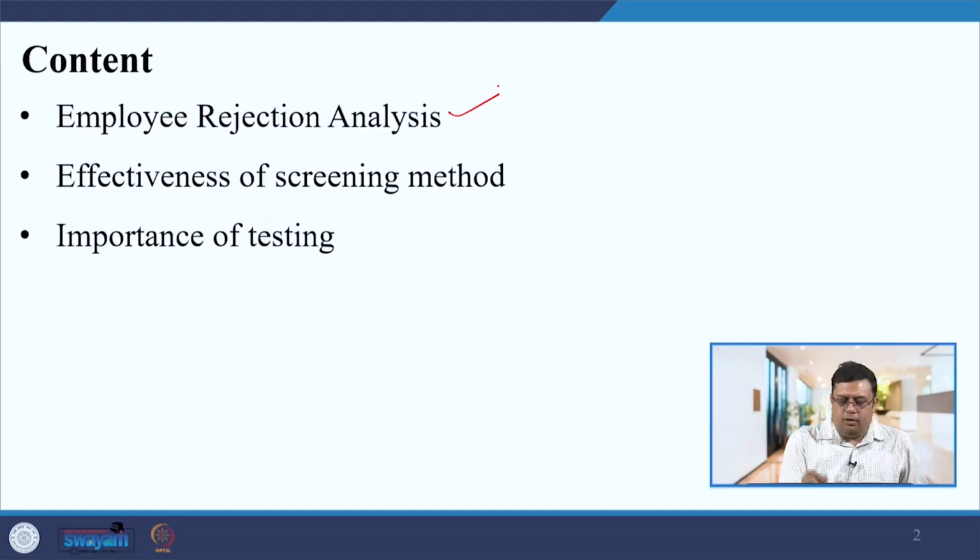As we already know, selection is a negative process, recruitment is a positive process. We invite the people to come and apply for the job post, but in selection we reject the people. So, that is why it is a negative process. In this session we will learn how to do the rejection analysis, as well as understand the importance of this rejection analysis, and we will understand the effectiveness of the screening method, the importance of testing, and the effectiveness of the selection method also, right. So, these are the things that we will discuss in this particular session.